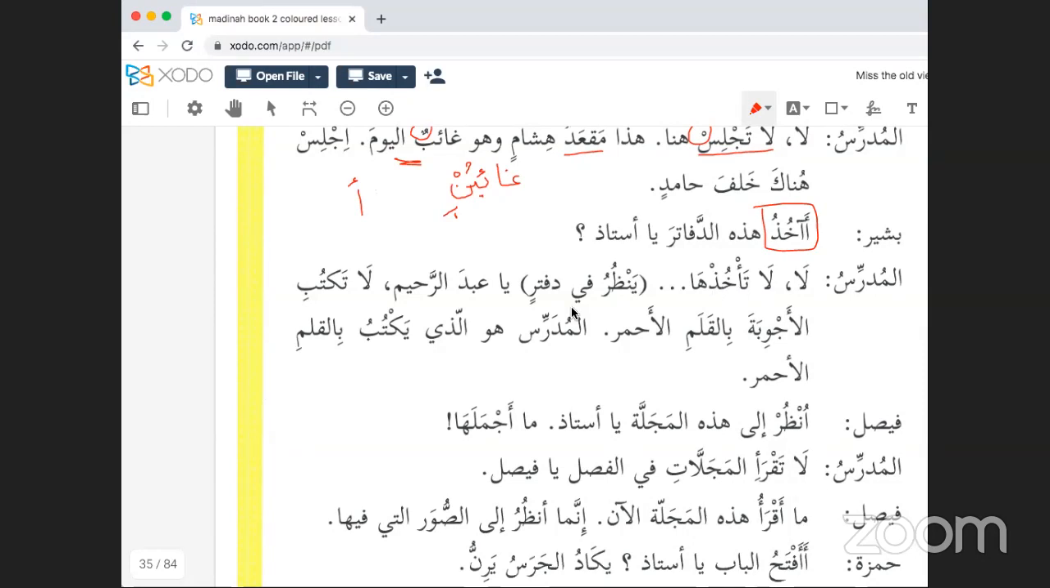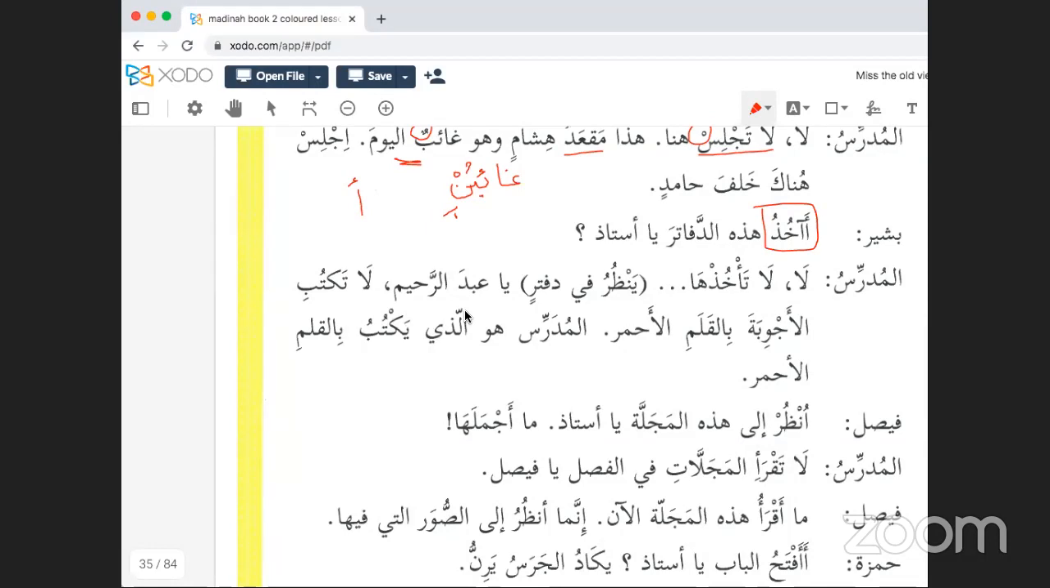Then he looks into a notebook. He starts to look into one of the notebooks, and then he calls out one student, "Ya Abdul Rahim, la taktub al-ajwiba." What's the meaning of al-ajwiba? The answer. It's the plural of the answer. What's the Arabic word for the singular? Jawab. Correct, jawab. The plural is ajwiba.